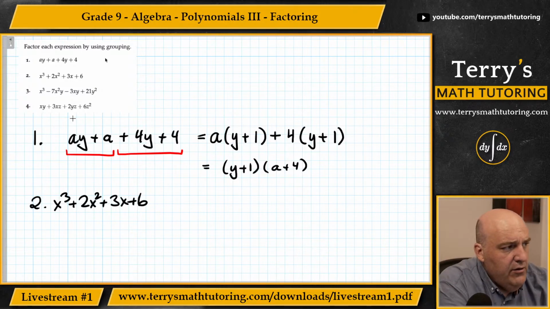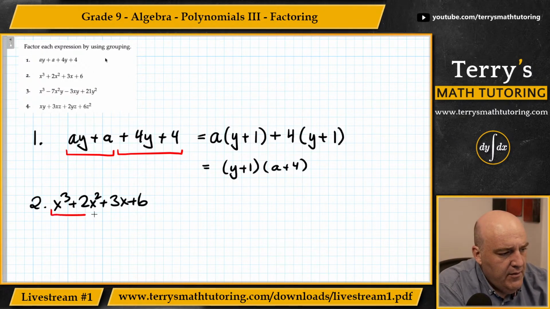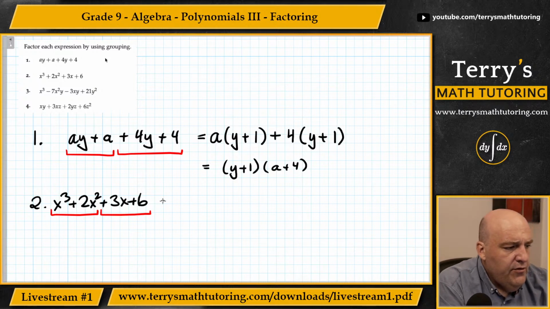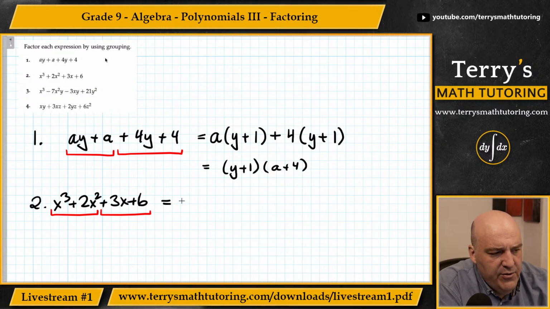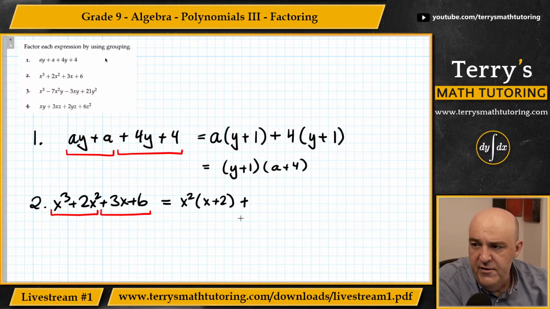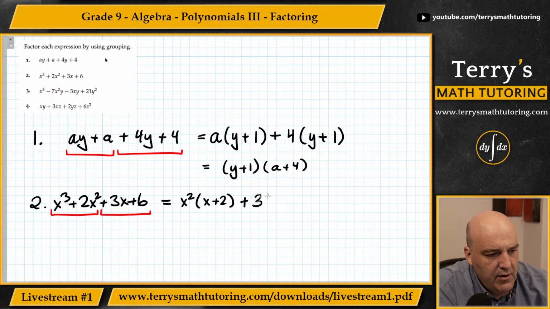So again, we're going to look at these in pairs. We got those two and then those two. So what's common here? x squared. Let's pull that out. And then I have x plus 2 left. We have a plus sign here, so there's a plus sign here. What's common with 3x plus 6 is the 3. And then we get x plus 2.